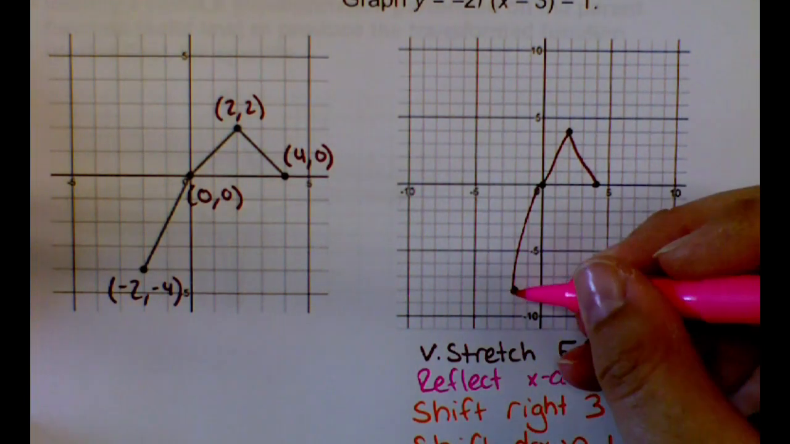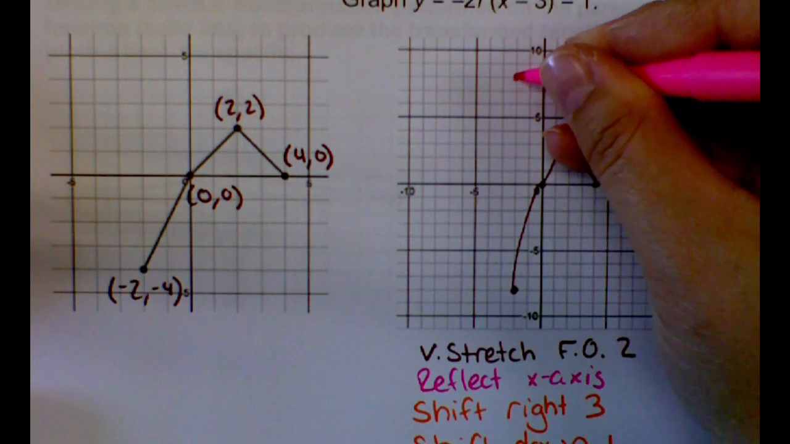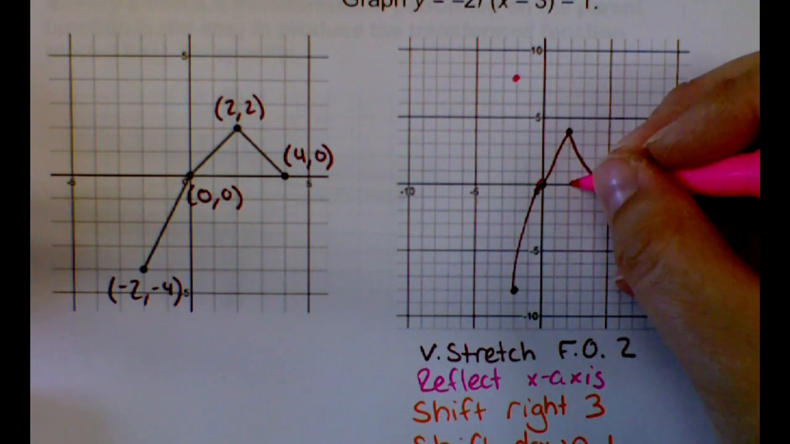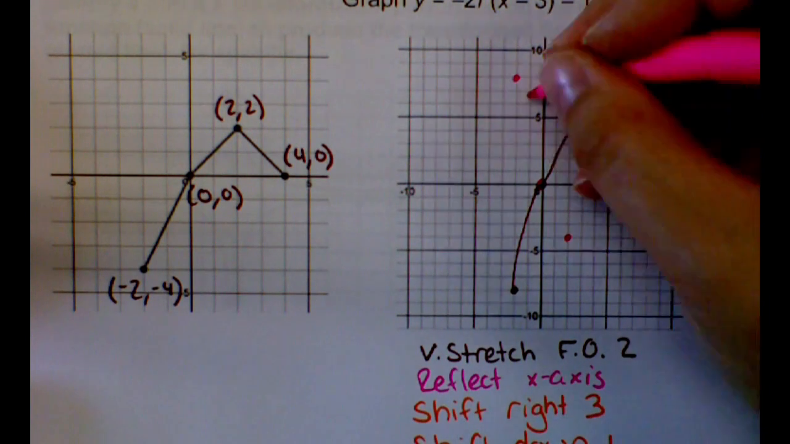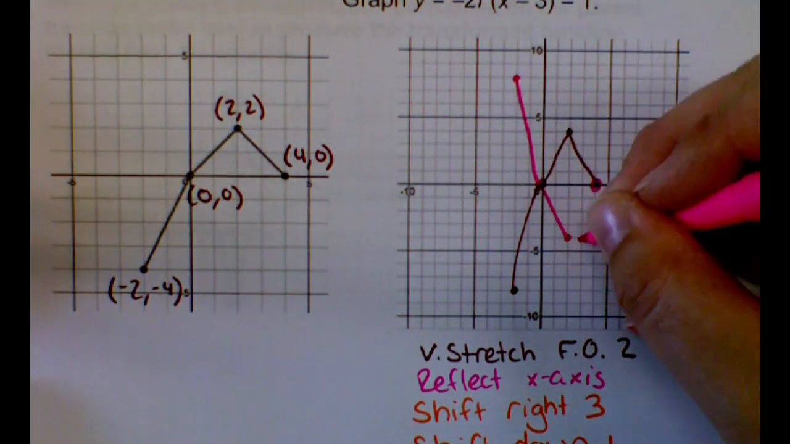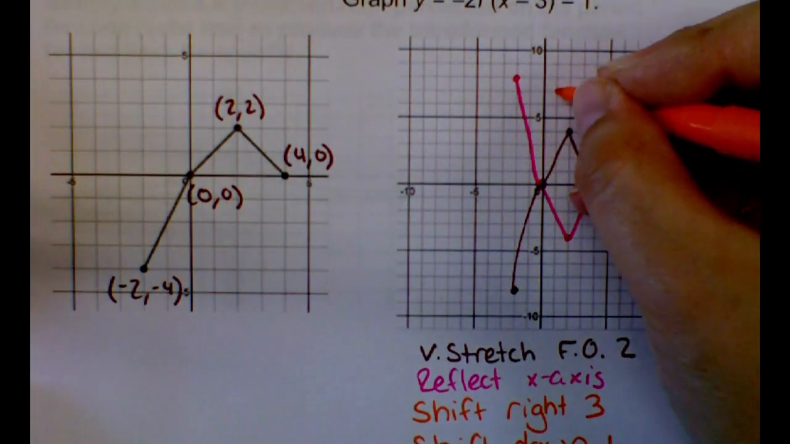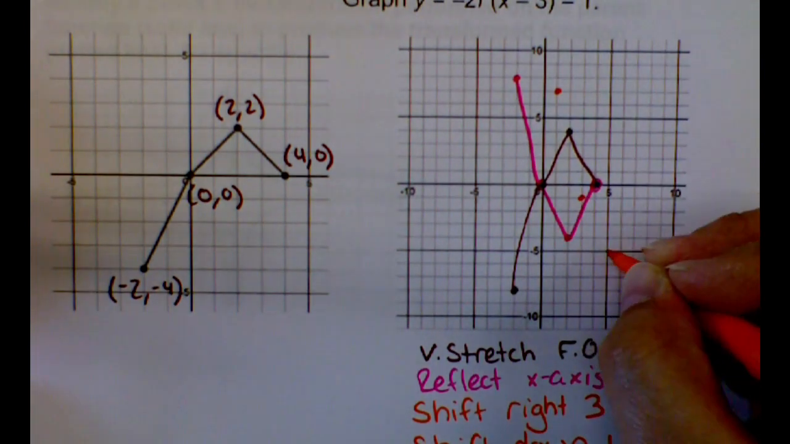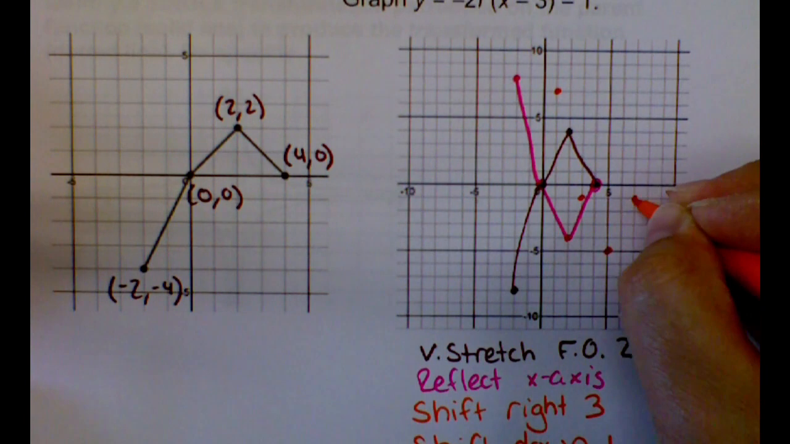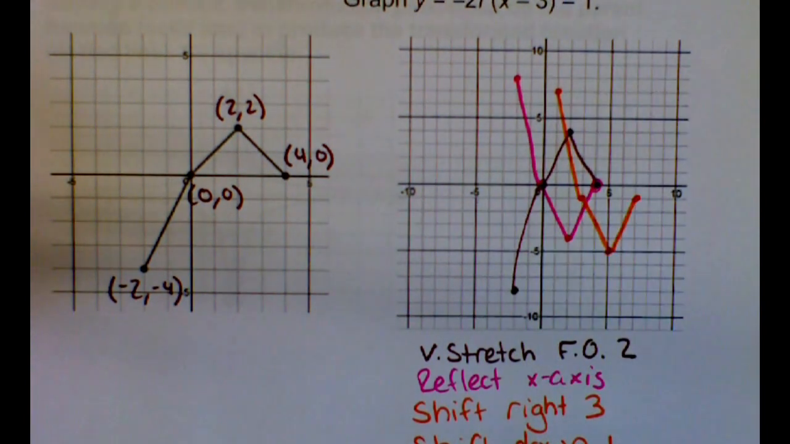So the point -2, -8 becomes -2, +8. 0, 0 stays where it was. 2, 4 becomes 2, -4. And 4, 0 stays where it was. And then we'll take those 4 points and shift each of them right 3 and down 1. And connect them as best we can with all the other craziness we have going on that graph.